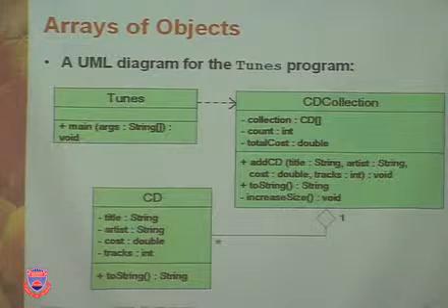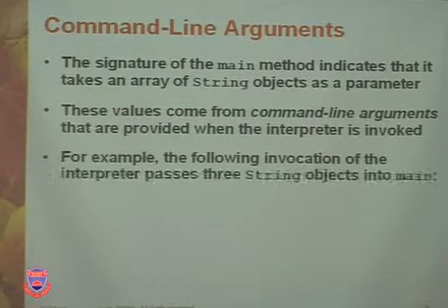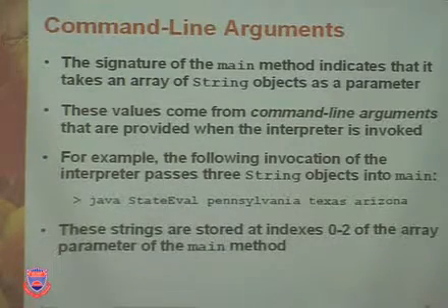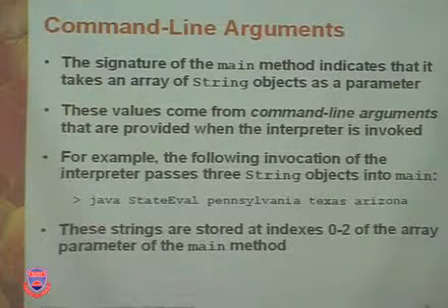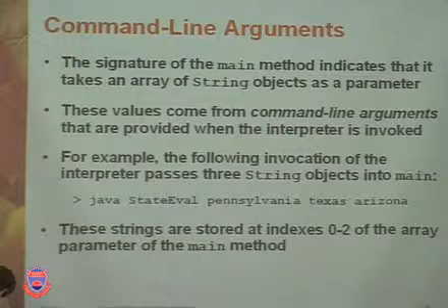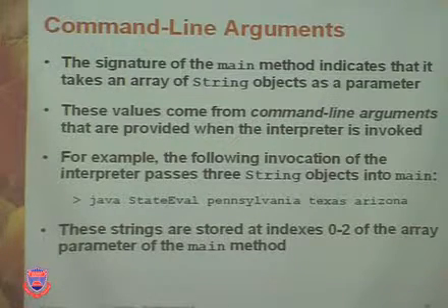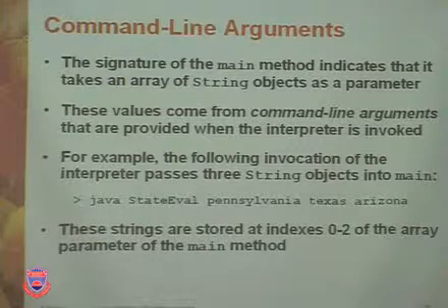So one CD collection will have many CDs that's implemented in it. So, command line arguments. How can I access the command line arguments? Do you remember? Or have you heard? What is a command line argument?